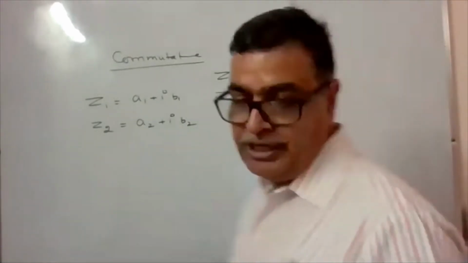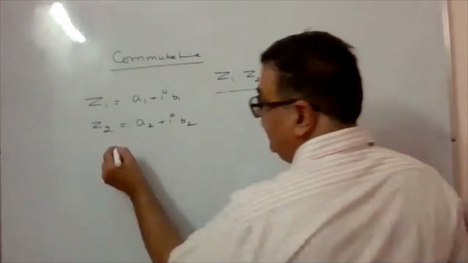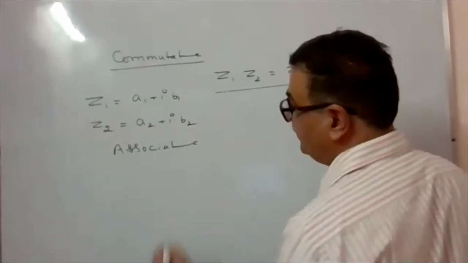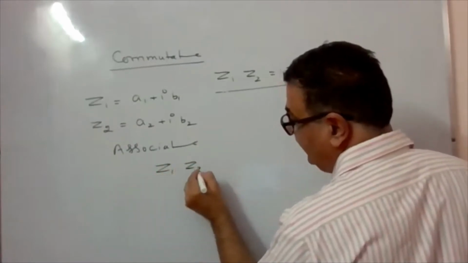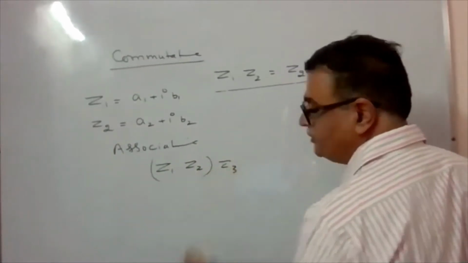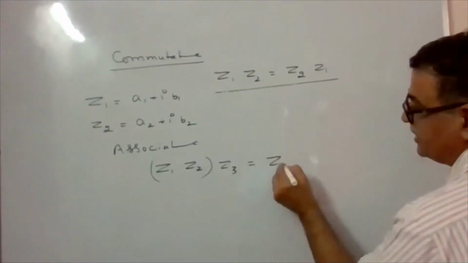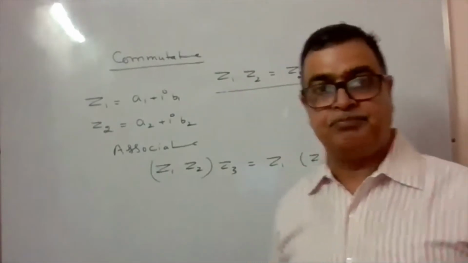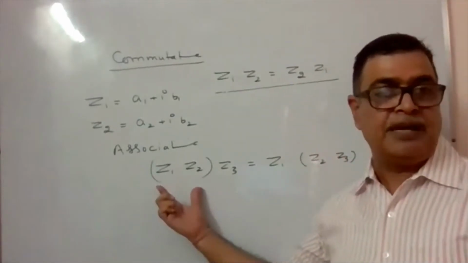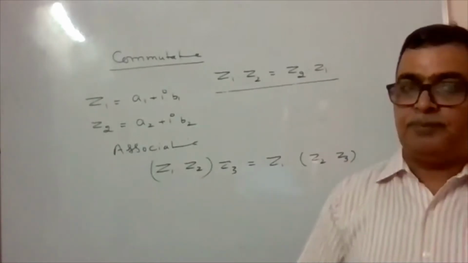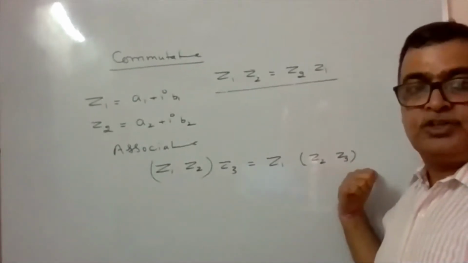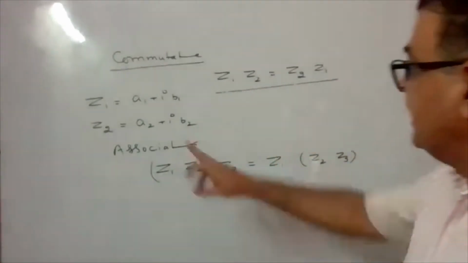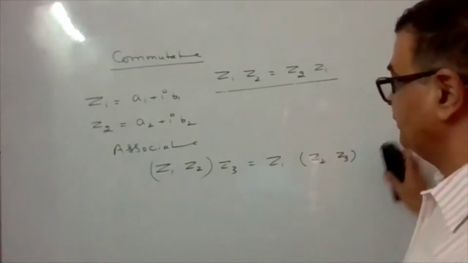Second one is the associative property. That is also going to hold. The associative property says if you multiply Z1 and Z2 first and then multiply with Z3, or you take Z1 into Z2 into Z3, the result comes out to be the same. Means Z1 and Z2 you multiply first and whatever result comes, you multiply that with Z3, or you take Z2, Z3 first and then you multiply Z1, the result comes out to be the same. This will be called the associative property. This is also going to hold.